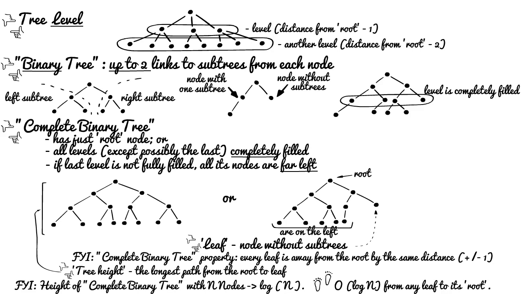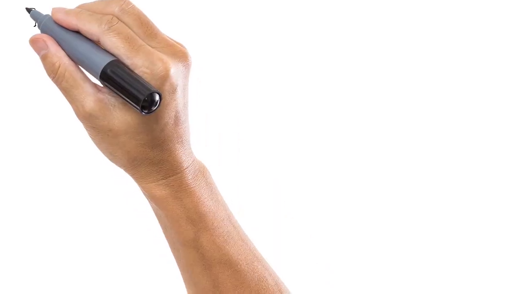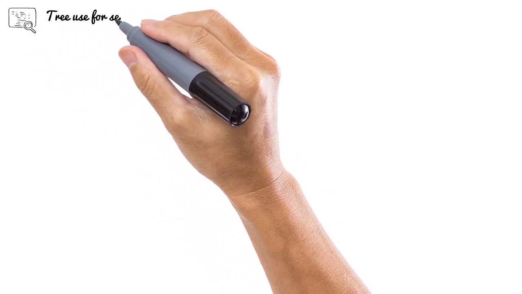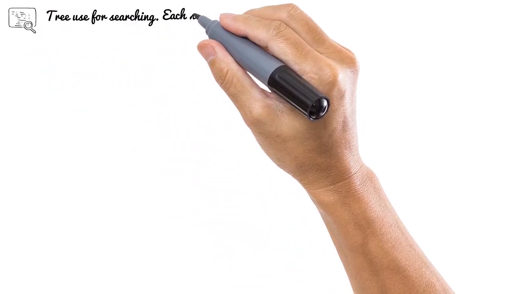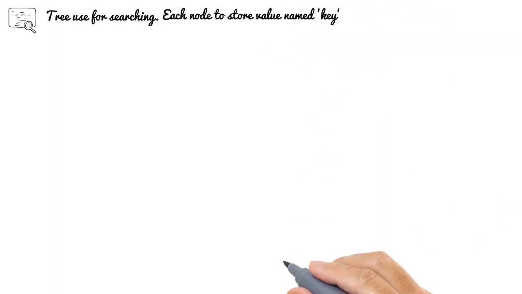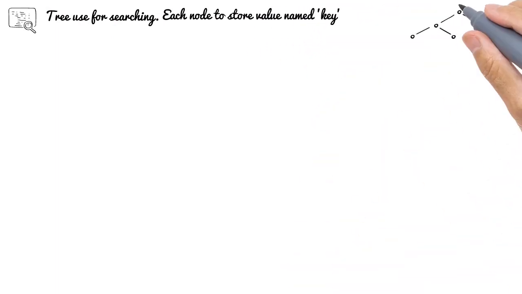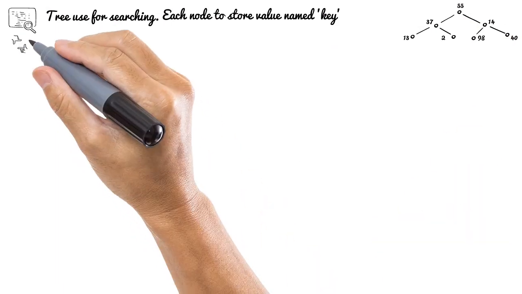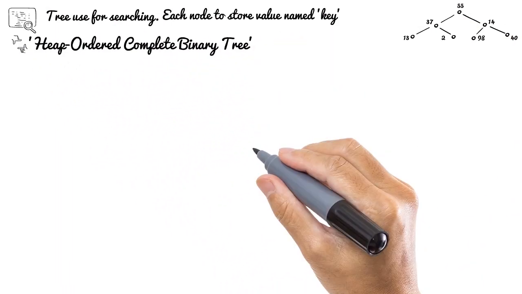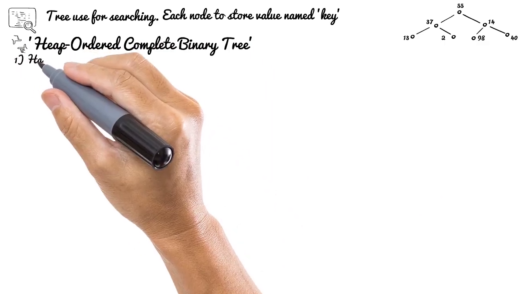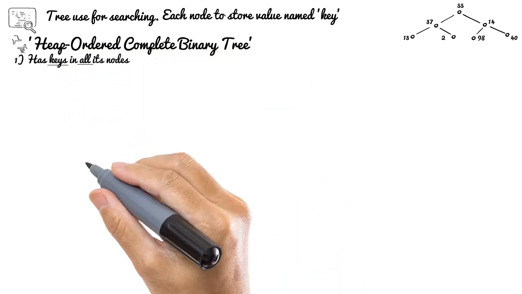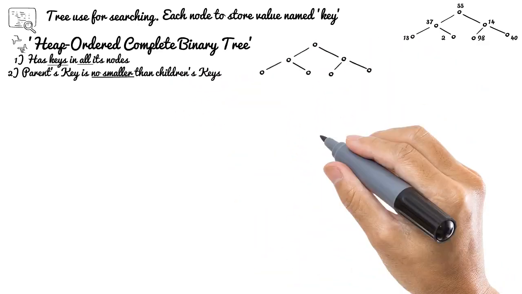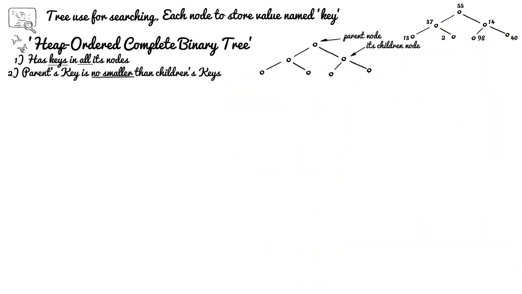Remember from the previous video about algorithms. A tree structure becomes interesting when it's used for operations like searching, and for searching each node can store a value which is named a key. We'll see how keys can be used soon. We are coming to an important term. A heap-ordered complete binary tree is a tree with 2 features. It has keys in all its nodes. A parent's key is no smaller than its children's keys, applicable for any parent key.